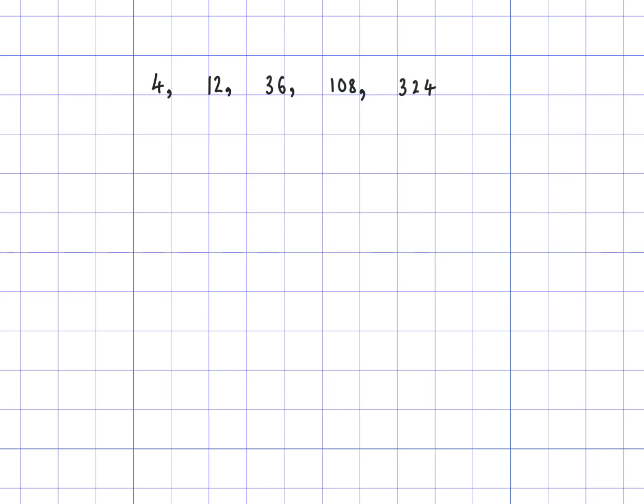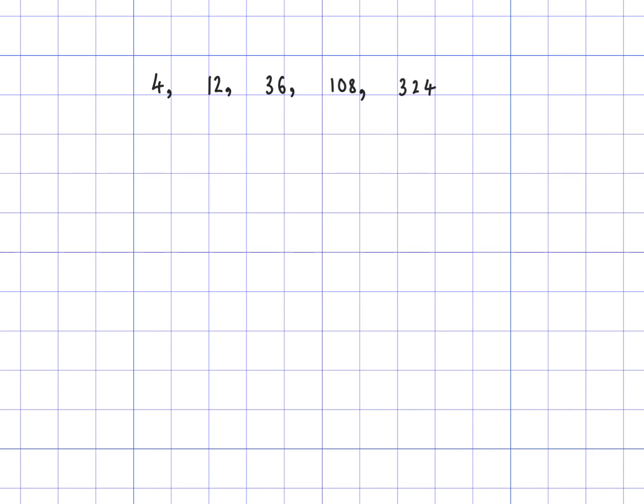I have a geometric sequence here. Now, how do I know it's a geometric sequence? Well, when I look at the sequence and I'm trying to find a pattern, and I look at any two consecutive terms, and I do the second of those divided by the first of them, I find that there's a common ratio. So we call this a common ratio.